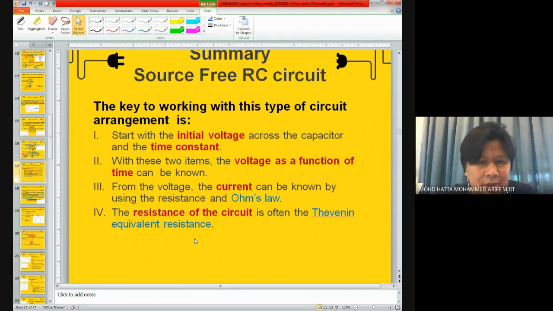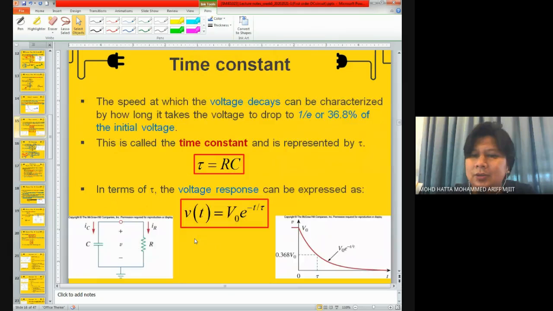And the last point here is that the resistance of the circuit is often the Thevenin equivalent resistance. It means that you need to know how to determine the Thevenin equivalent resistance. Here, you see that the circuit is as simple as a capacitor and a resistor. This is not the case that you will find in your assessment. In your exercises as well, you will find that the circuit will involve a lot of, or maybe several, resistors, maybe also several capacitors.